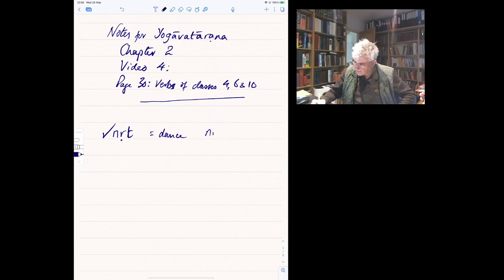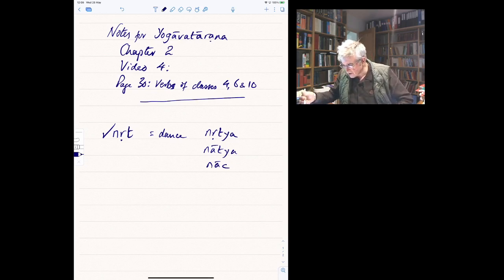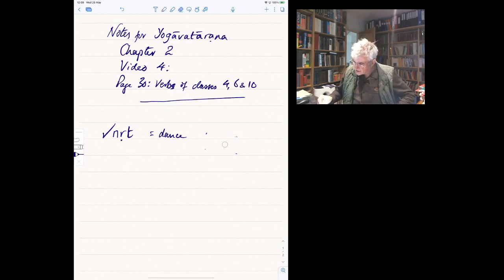In fact, the verbal noun is nritya, sometimes in Hindi seen as nritya or natya. Have you heard of nach? You've heard of the Bharatanatyam, the Indian dancing. It's from this same root. So this being a fourth class verb, it adds the ya to the root.